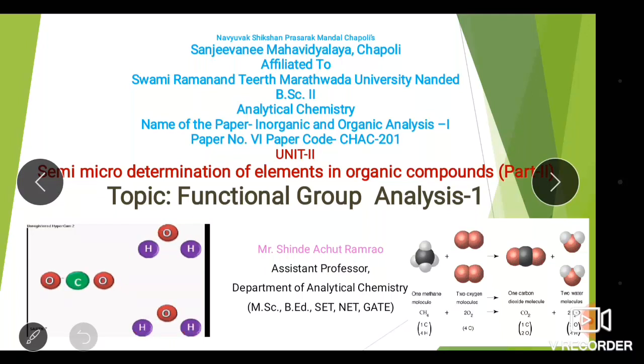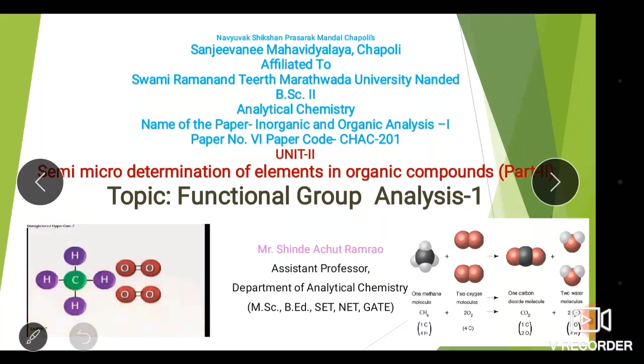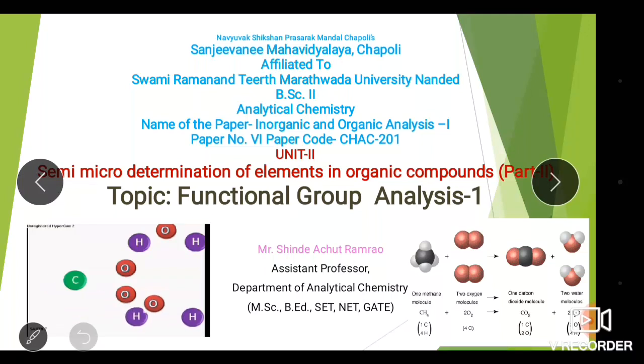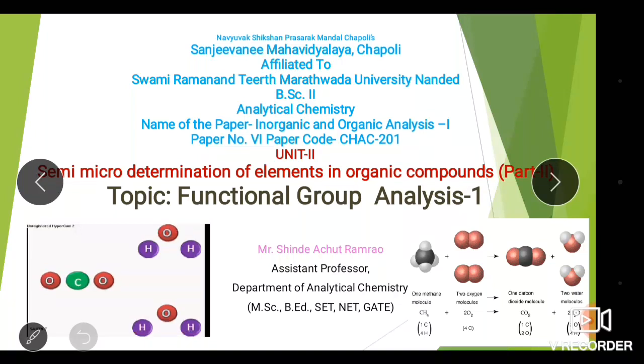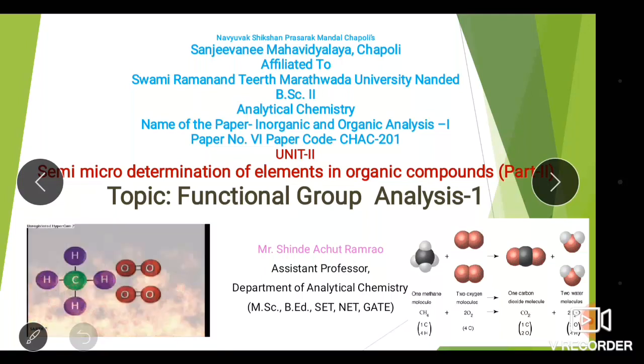In the last lecture we learned about the semi-macro determination of nitrogen, hydrogen, carbon, sulfur and halogens in the first part. In the second part of this semi-macro determination of elements in organic compounds, we are going to estimate the functional group, that is nothing but functional group analysis. Let's begin with the functional group analysis.